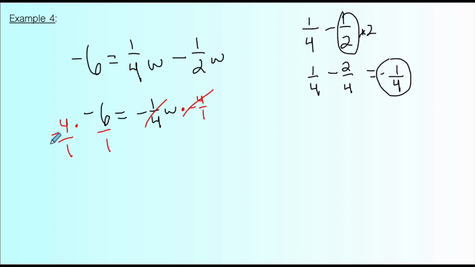And so I've got a negative times a negative. So I know my final answer is going to be positive. And 4 times 6 is 24 over 1, which is just 24. So the solution to this equation is w is equal to 24.